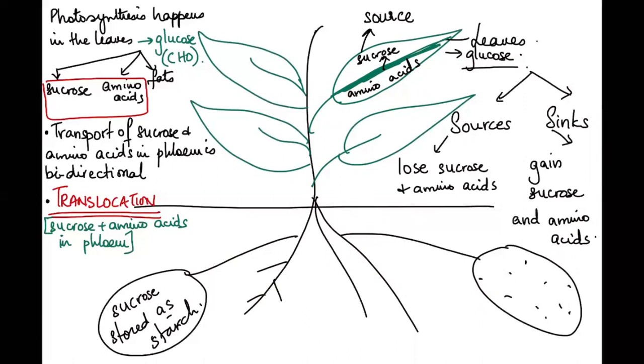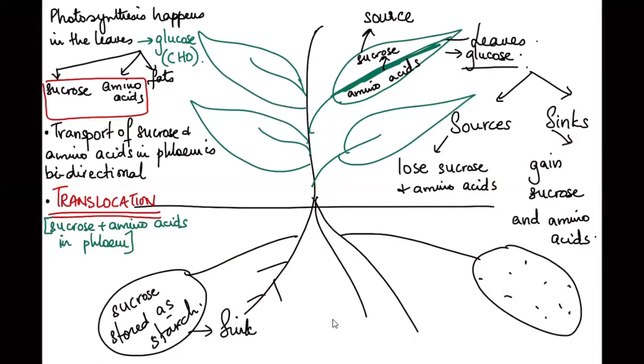The root, the storage organ root, becomes the sink because why? It gained sucrose and amino acids. So the region that loses sucrose and amino acids is the source, and the region that gains sucrose and amino acids is the sink. Is this understandable? Yeah. Okay? I get that.